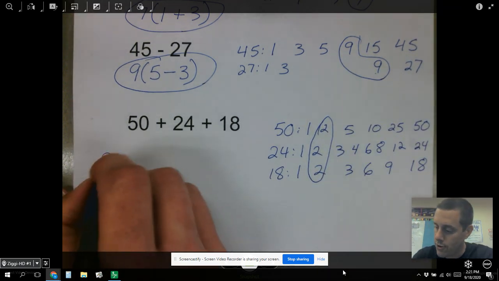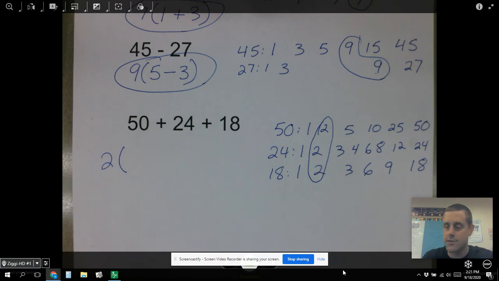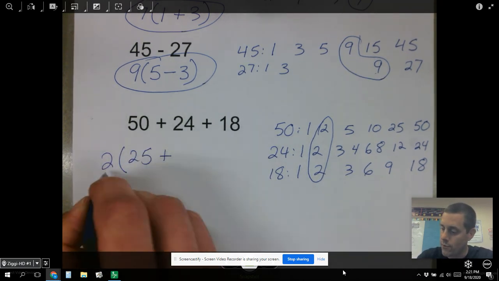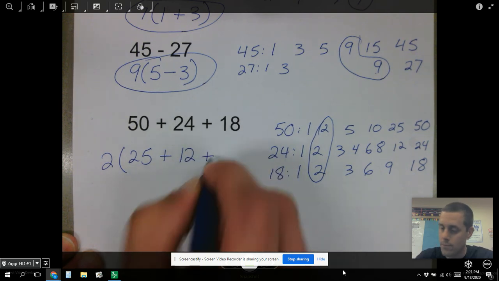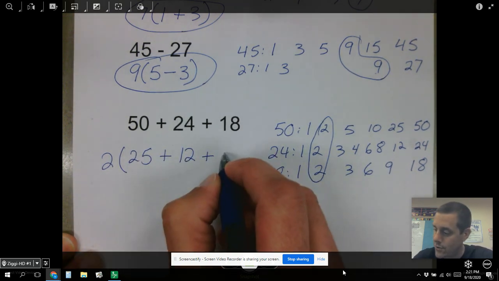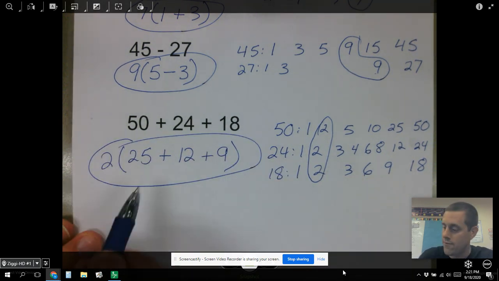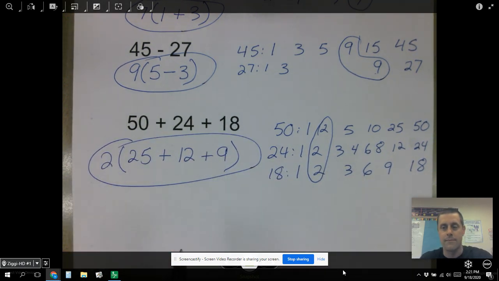So make 2 your coefficient and factor a 2 out of all these terms. 50 divided by 2 is 25. Bring down your plus sign. 24 divided by 2 is 12. Bring down your plus sign. 18 divided by 2 is 9. So your factored expression, 2 times the quantity of 25 plus 12 plus 9.